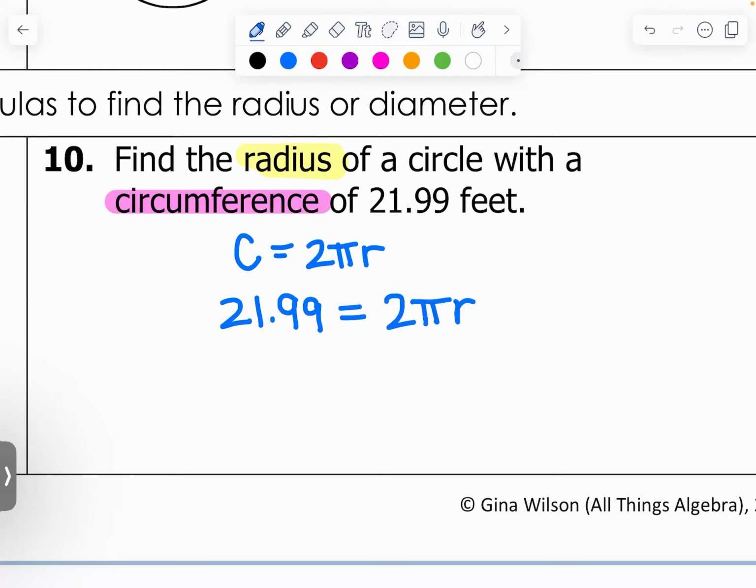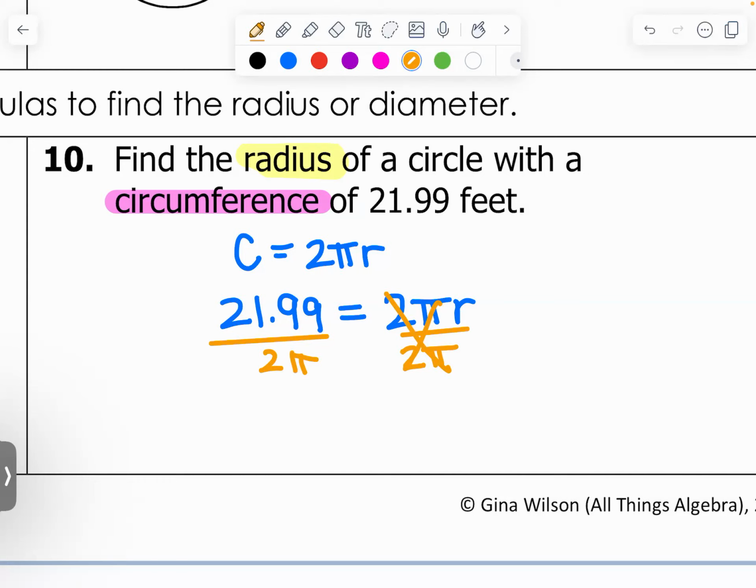Please do not work ahead of me on this problem. I know it seems simple, but you're not going to use your calculator, right? What do we need to do to get r by itself? Divide by 2 pi. We are going to need to divide by 2 pi so that those cancel out, okay?